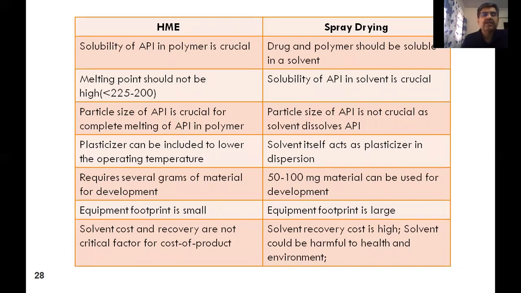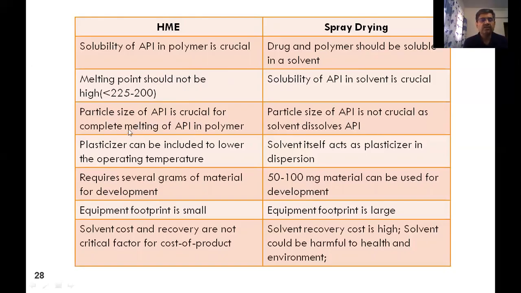This is a comparison of hot melt extrusion technique versus the spray drying technique. In the hot melt extrusion technique, solubility or miscibility of the API in polymer is crucial. In the case of spray drying, drug and polymer should be soluble in an acceptable solvent system. Melting point in the case of hot melt extrusion should not be more than 200 or 225 degrees Celsius. And in the case of spray drying, solubility in one of the solvents is critical.